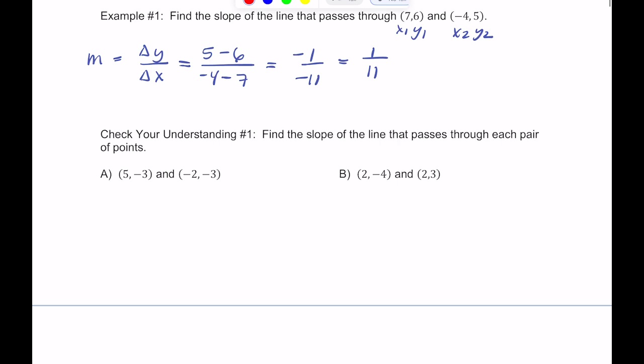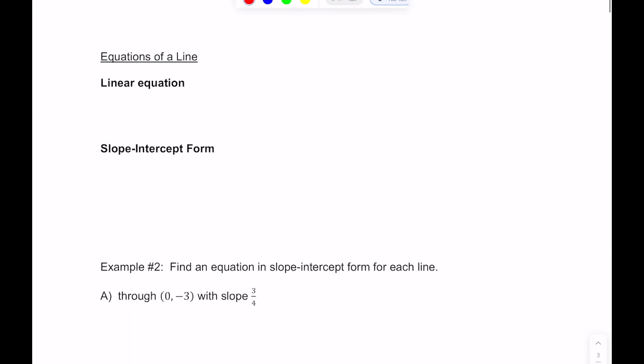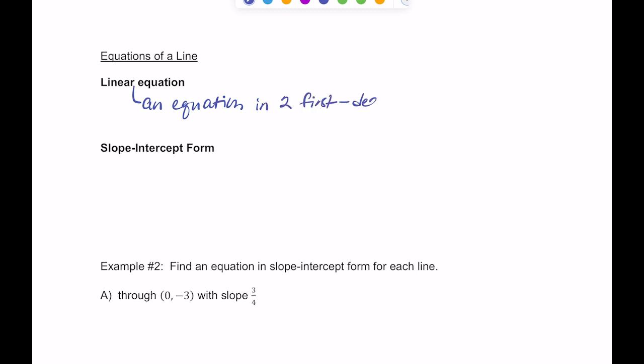Let's talk about equations of lines next. We're going to look at different types of equations, but let's look at linear equations. And of course you can see the word line in the word linear. So we're specifically looking at equations of lines. It's an equation in 2 first-degree variables that has a line as its graph.